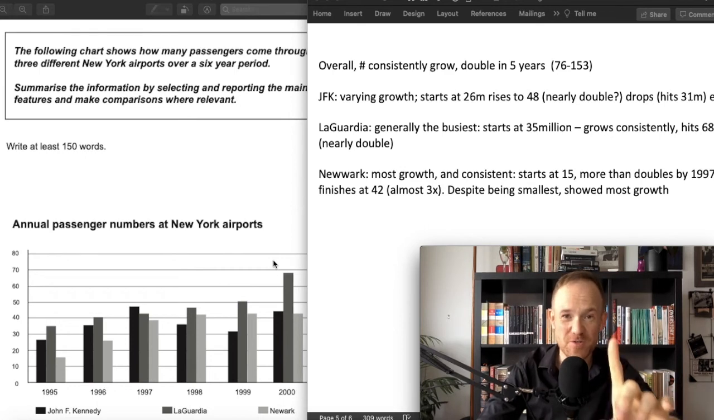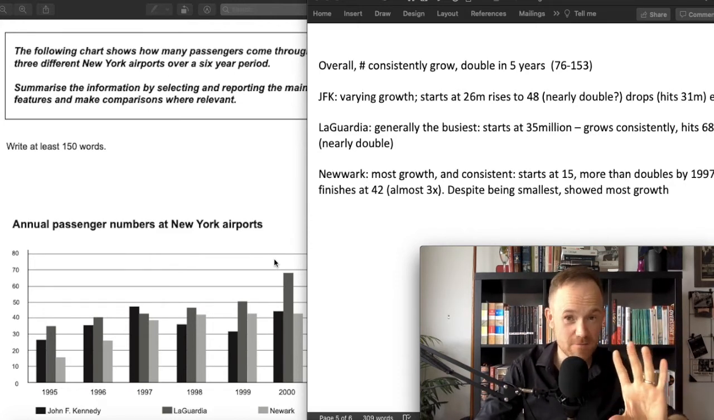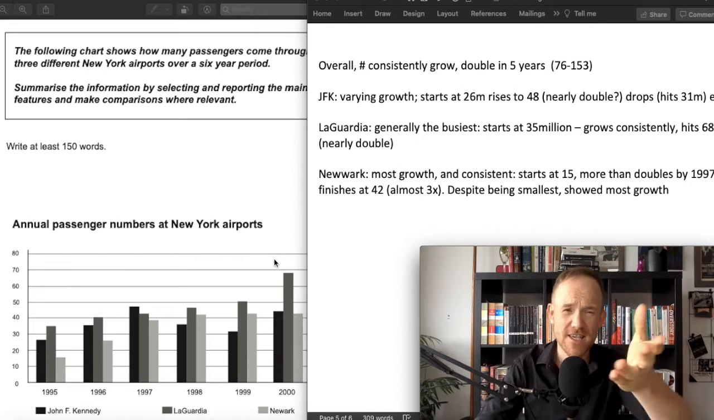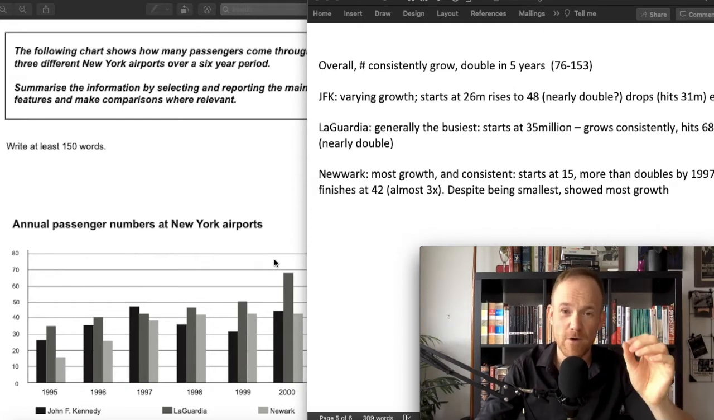I know you took a careful look at the data and you've made notes that look just like mine, maybe better than mine. Now, I might not include this much data in my notes, this much writing in my notes. This is just so that you can see what I'm thinking about when I look at the data.